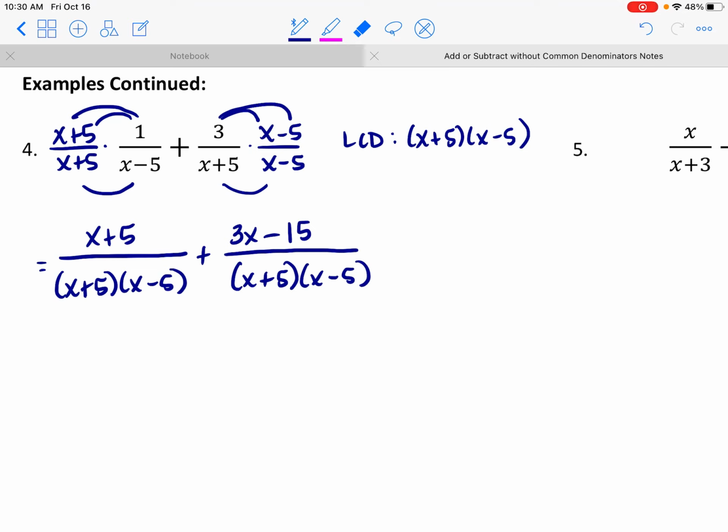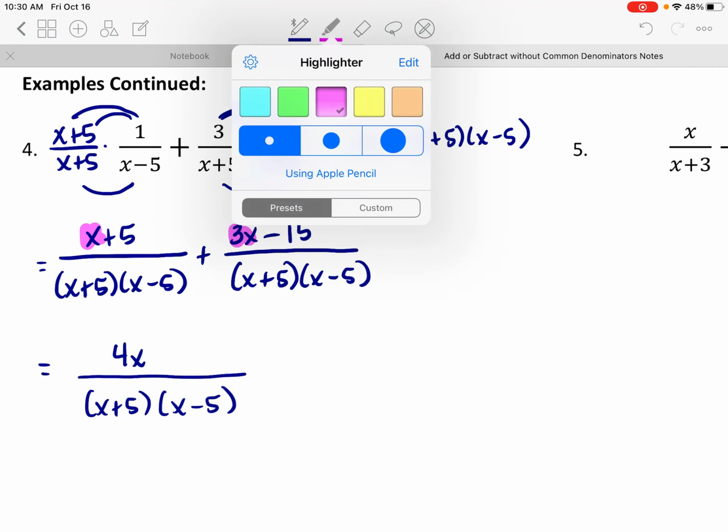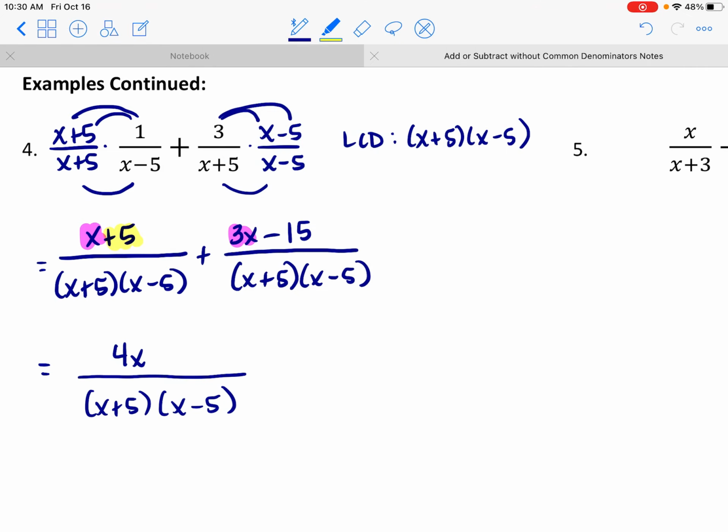And now we can keep that common denominator. And I don't want to run into my other problem, so I'm going to work vertically this time. Keep the common denominator, x plus 5, x minus 5, and combine like terms from the numerators. So in the numerator here I have an x and a 3x that I can combine to make 4x, and then I can also combine the positive 5 and the negative 15, which is going to give me a negative 10 here.